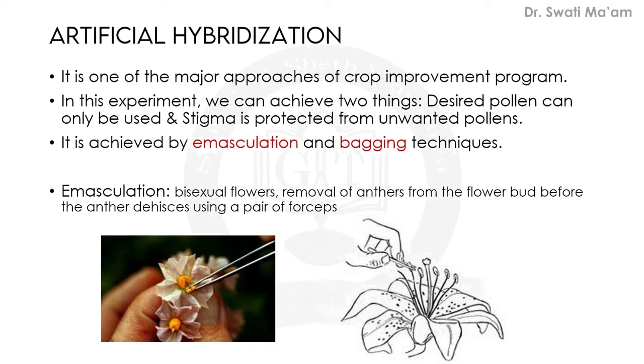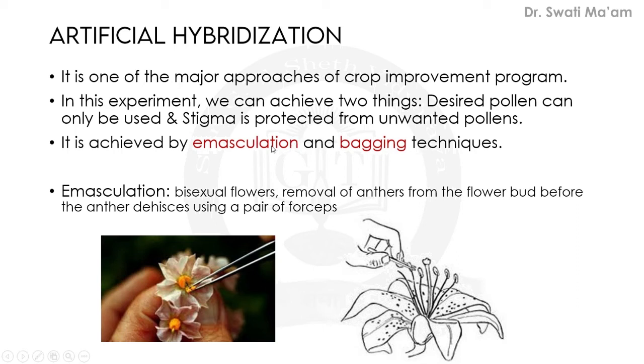What do we mean by contamination here? Contamination means protecting the plant from unwanted pollen, the other pollen of undesired characters. This is achieved by two techniques: first is emasculation and the other is bagging. Both techniques are discussed here.